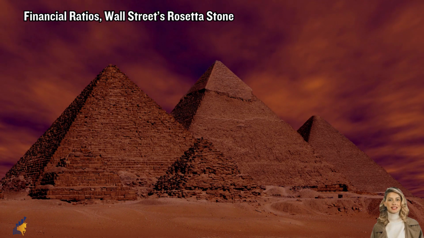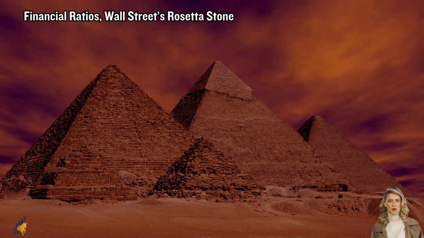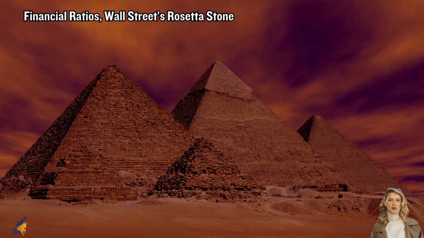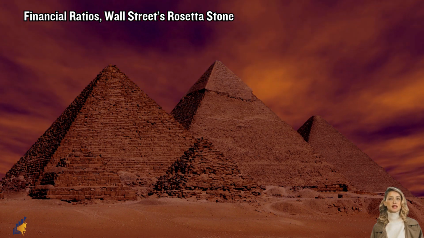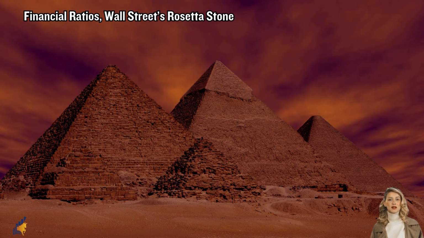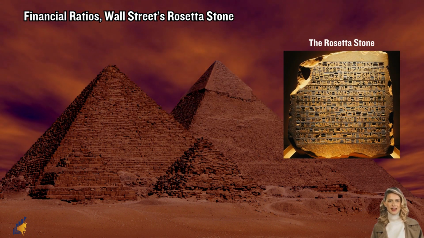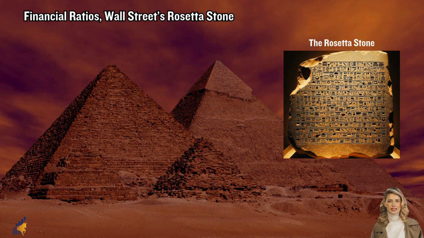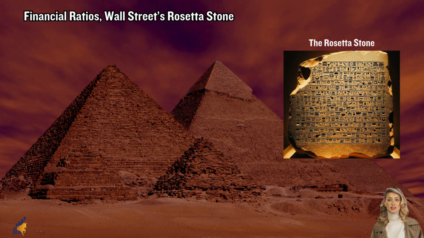Having covered the basics of an income statement, we'll now explore the more critical topic of financial ratios. To introduce this subject, are you familiar with the Rosetta Stone? This ancient Egyptian artifact, discovered in 1799 and dating back to 196 BC, was crucial for deciphering Egyptian hieroglyphs.